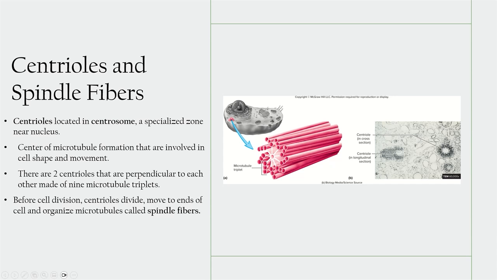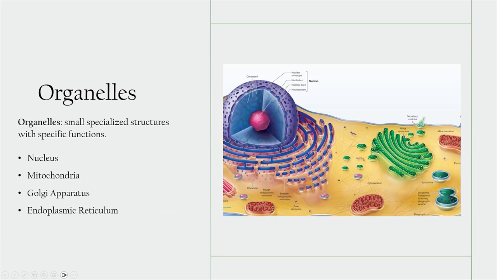Because they pull apart the chromosomes from one another. Now, that was like the cytoskeleton. Here's some more specific organelles that we'll highlight here. So these are going to be membrane-bound organelles. So they have that phospholipid bilayer forming.